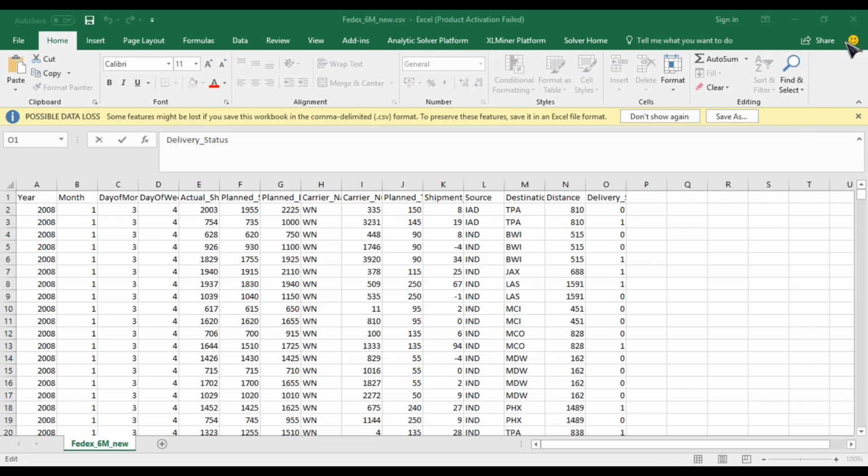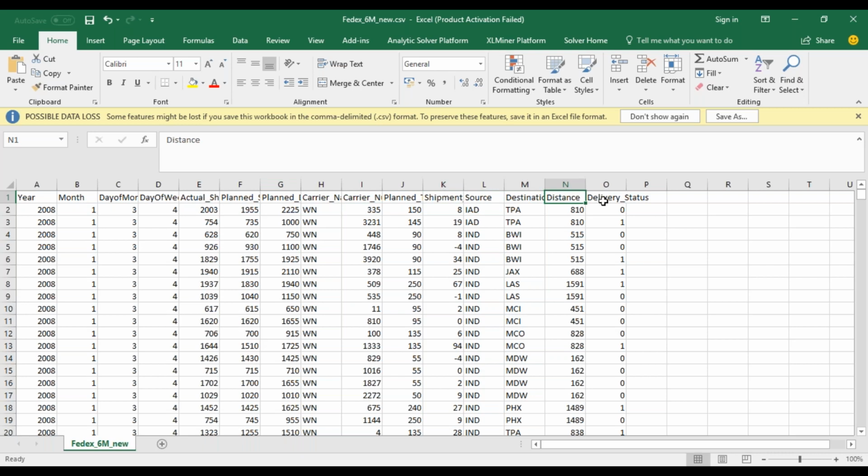All right. So this is the data set we'll be employing for exploratory data analysis. The first variable is year. Then you have month, day of week, actual shipment time, planned delivery time, carrier name, carrier number, planned time of travel, shipment delay in minutes, source, which is a place, and destination, which is again a place. You have the distance and distance in miles.